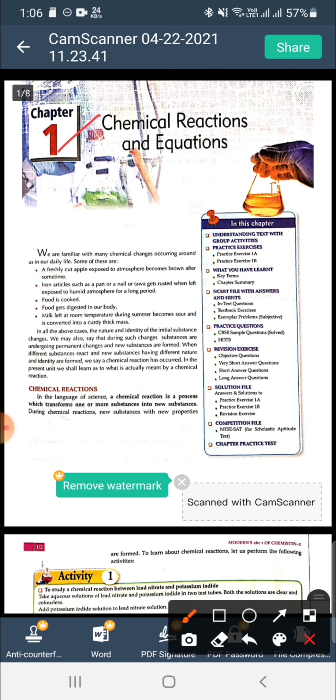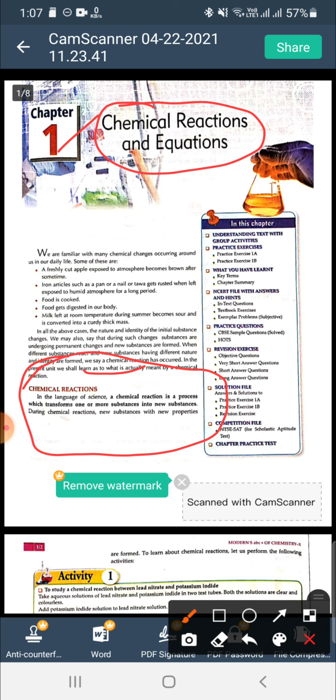So, today we are starting with your first chapter, chemical reactions and equations. First of all, you have to learn what a chemical reaction is. As you can clearly see, a chemical reaction is a process in which one or more substances react together to form new substances having different properties. A chemical reaction is a process which transforms one or more substances into new substances.